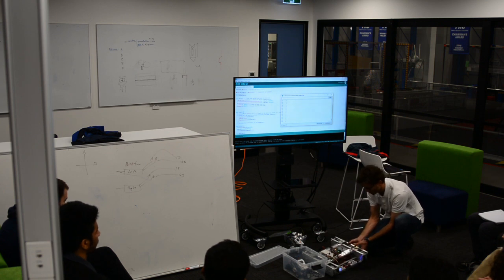So if I pick up the robot here and I just drag a motor, all right. So now I've got software that can keep track of my wheel position, right? So that's all it is. It's not terribly more complicated than that.